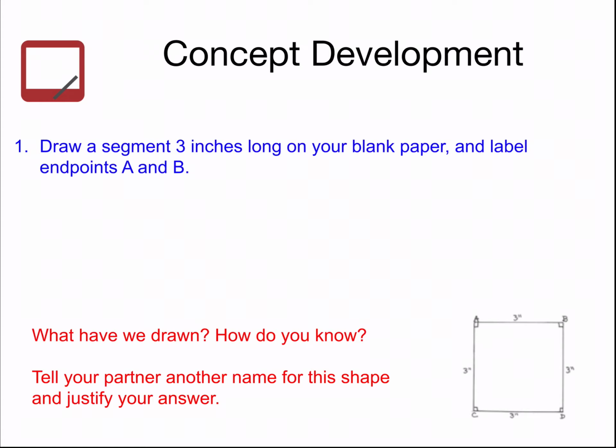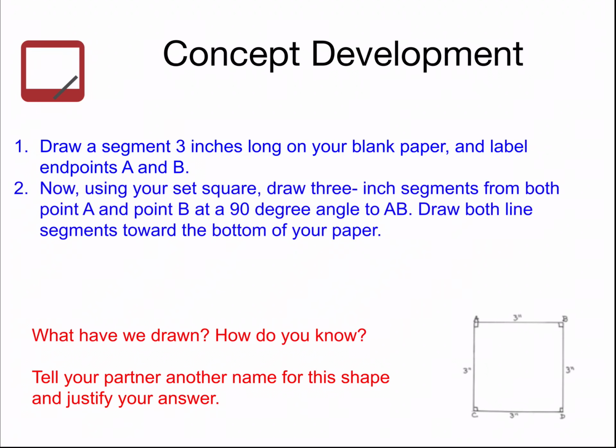Draw a segment 3 inches long on your blank paper. Label the endpoints A and B. So that's that top line. You can use a set square to draw 3-inch segments from A and B at 90-degree angles. Draw both line segments toward the bottom of your paper. So you're going to start with point A, draw a 3-inch line segment down, and then start at your point B and draw a 3-inch line segment down.